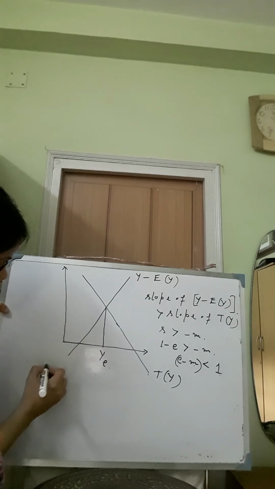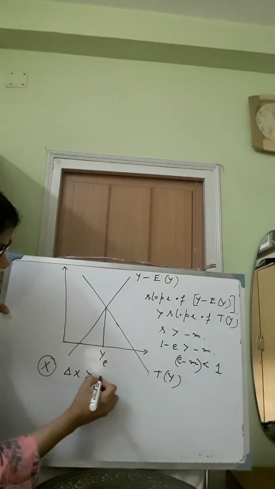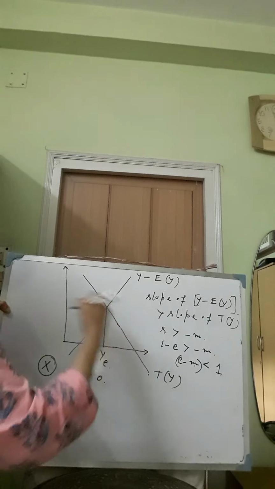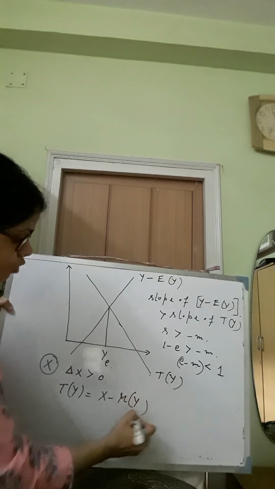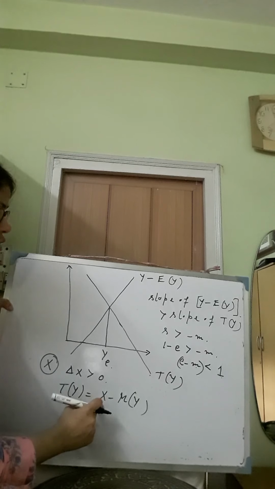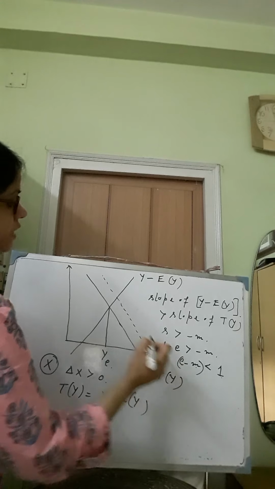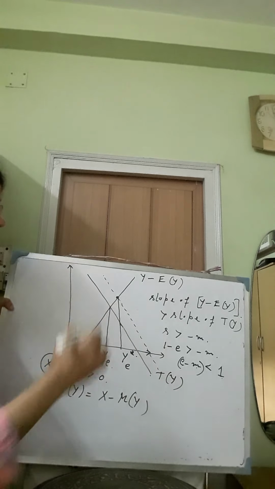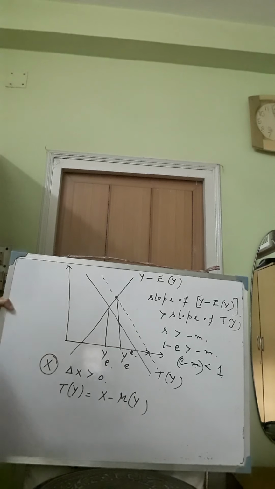Now if there is a change in the exogenous export, suppose del x is greater than 0. In that case, this trade balance schedule will shift in the rightward direction because Ty is equal to x minus my. So when x, this exogenous component, is increasing, the Ty schedule will shift to the rightward direction. And there will be no change in y minus Ey, so we have a higher level of equilibrium income.